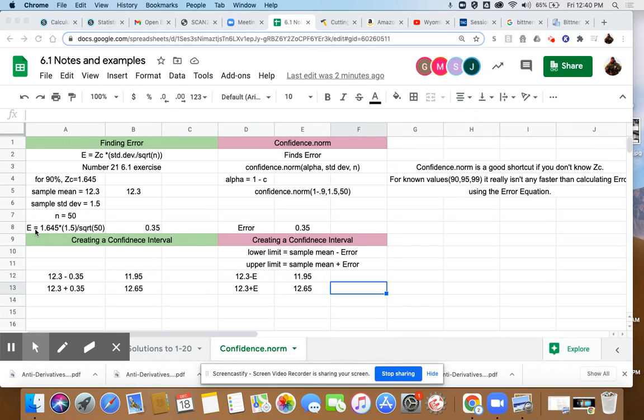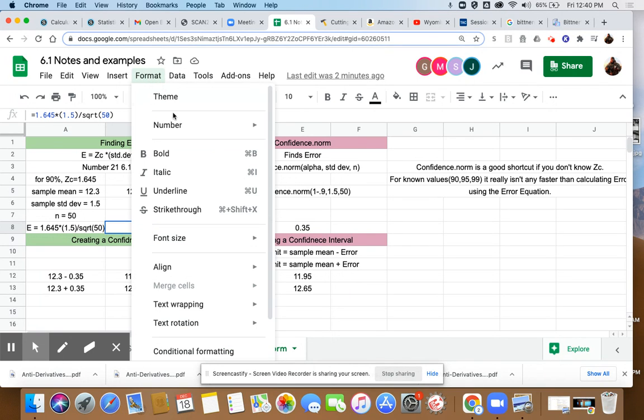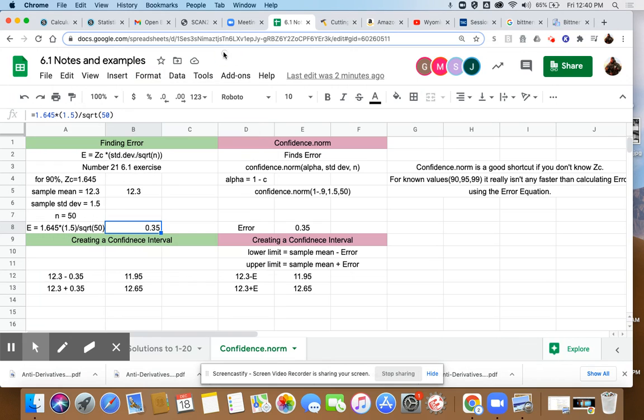So our error equation is to do our ZC times our standard deviation divided by the square root of our sample size. So I've done that, okay? 0.35 is rounded to 2 decimal places. Quick little tip here. I know I've been telling you to go to format and format the number to whatever decimal place you wanted. There's also buttons up here. I just learned this. But you can increase or decrease your number of decimal places. So if you wanted to increase from 2 to 3, you can do that. If you want to go back to 2, you can do that. 2 is sufficient in this case.